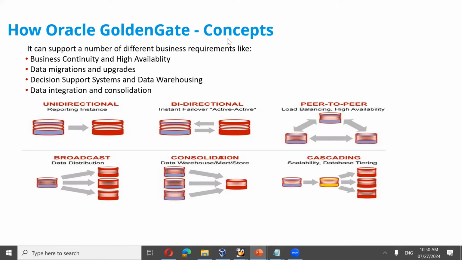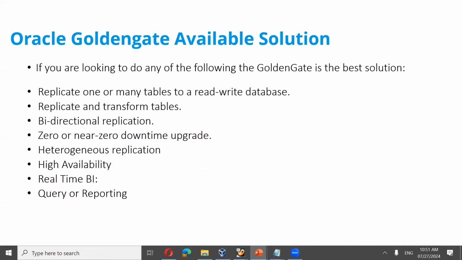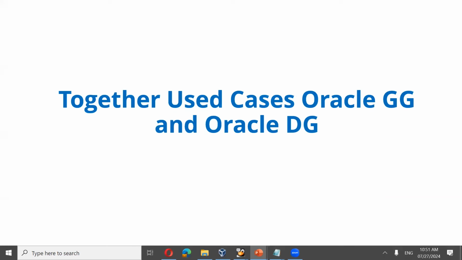GoldenGate ensures business continuity and high availability. It supports zero downtime data migration and upgrades. It can be used for decision support systems and data warehousing, data integration, and data consolidation. If you're looking to do any of the following, GoldenGate is the best solution: replicate one or more tables to a read-write database, bidirectional replication, replicate and transform tables, zero or near-zero downtime upgrades, heterogeneous replication, high availability, real-time business intelligence, or if you want to use your target for query or reporting.